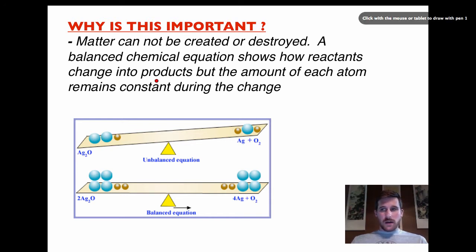So the image here below shows you an unbalanced equation where we have two of these blue, which are supposed to be silver, atoms on the left side and only one on the right, as well as two of the orange oxygen atoms, but only one on the left. So they are not balanced, meaning we have different amounts on the two sides of the beam. Down below, we do have a balanced equation where the same amounts are on both sides. So that's what we're talking about.